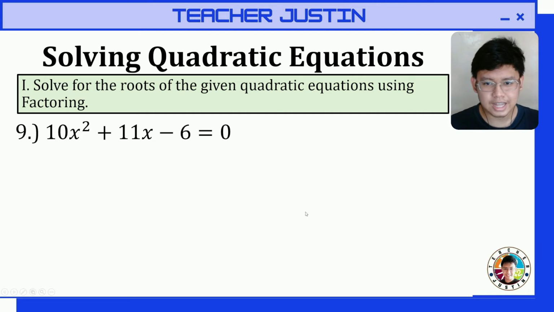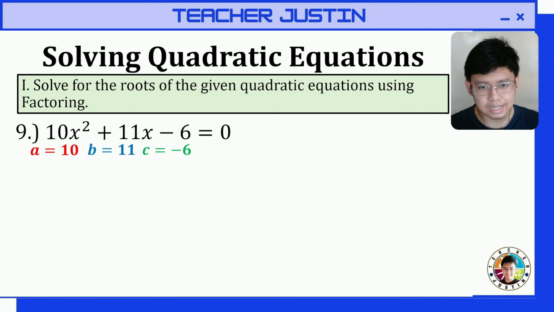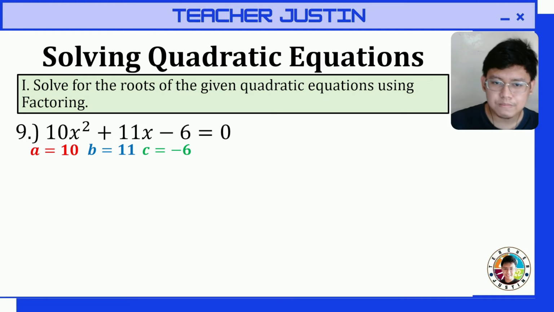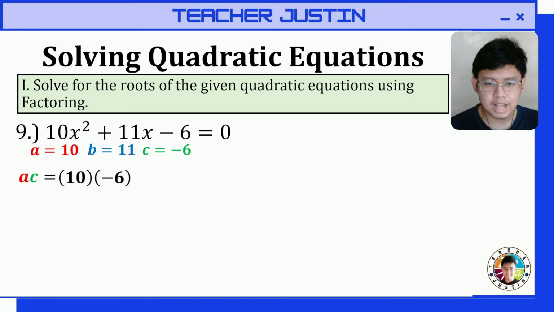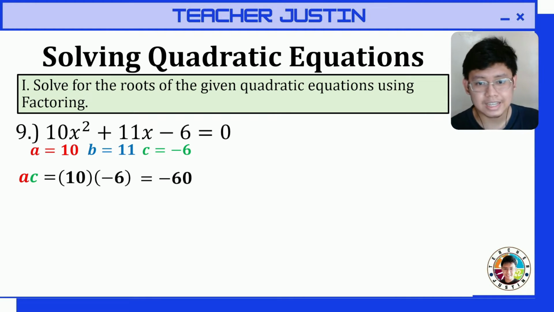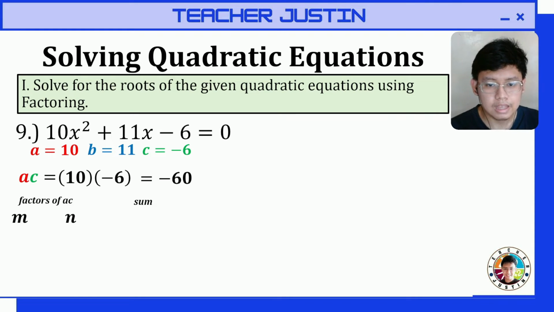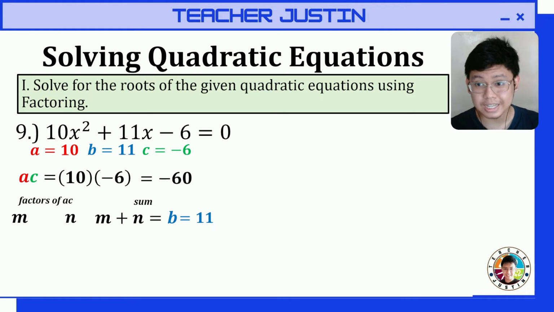So, let's identify the values of a, b, and c. So, yung a natin is equal to 10, yung b is equal to 11, and c is equal to negative 6. Okay, next, let's multiply our a and c. So, we will have 10 times negative 6. 10 times negative 6 is negative 60. Tapos, ang gagawin natin after natin makuha yon, we will look for factors of AC na pag inadd natin, the answer is B. Ayan, yung middle term natin. So, isip tayo ng factors ni negative 60 na pag inadd natin, equal siya sa middle term, which is 11.